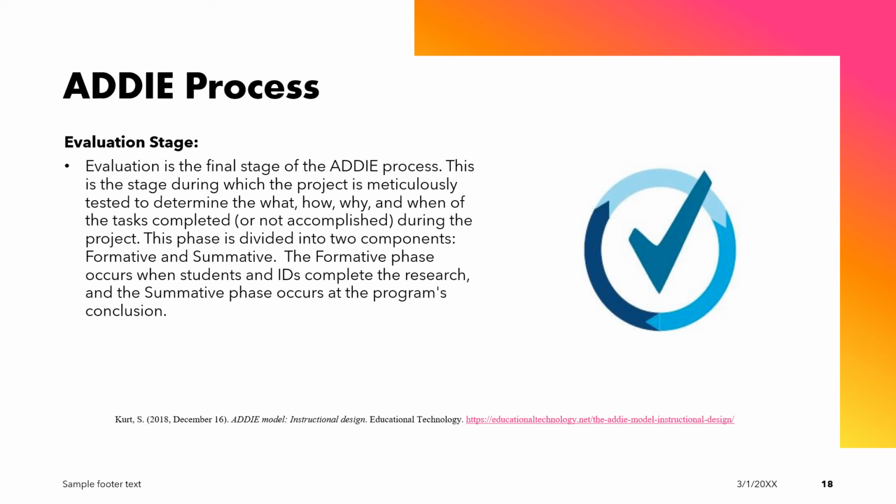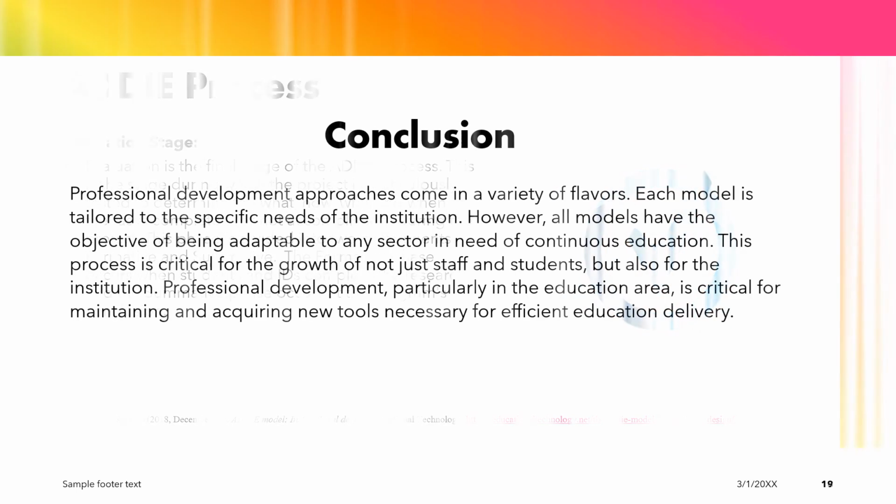And then we have the evaluation stage. This is the final stage in the ADDIE process. This is the stage during which the project is meticulously tested to determine the what, how, why, and when of the task completed or not completed or accomplished during the project. This phase is divided into two components, formative and summative. The formative phase occurs when students or teachers and IDs complete the research, and the summative phase occurs at the program's conclusion.